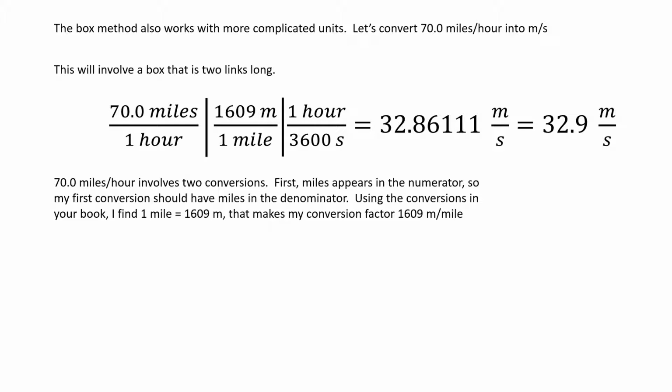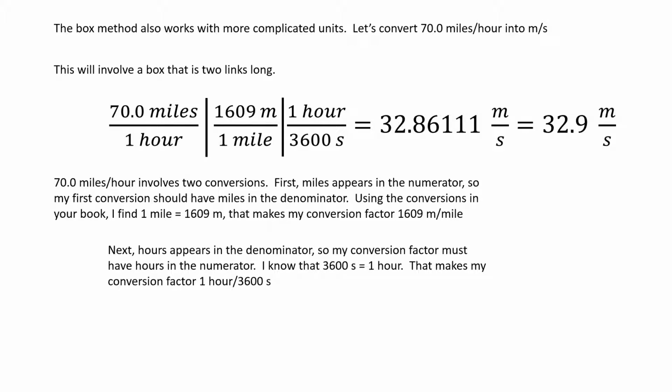Again, 2 conversions. I need to convert the numerator and then the denominator. Since miles appears in the numerator, my first conversion should have miles in the denominator: 1,609 meters per 1 mile. Hours appear in the denominator, so my conversion factor must have hours in the numerator. I know that 3,600 seconds is equal to 1 hour, so there's my conversion factor.